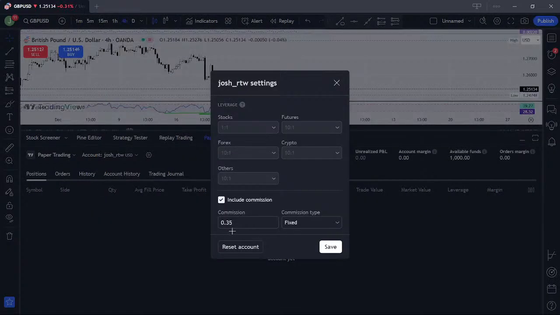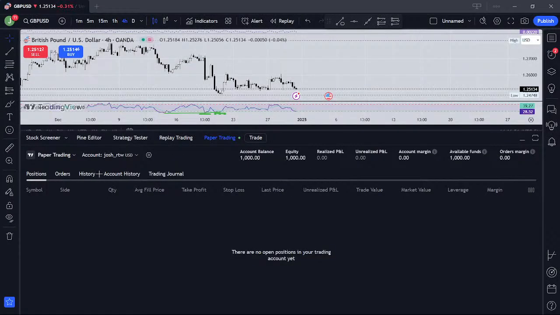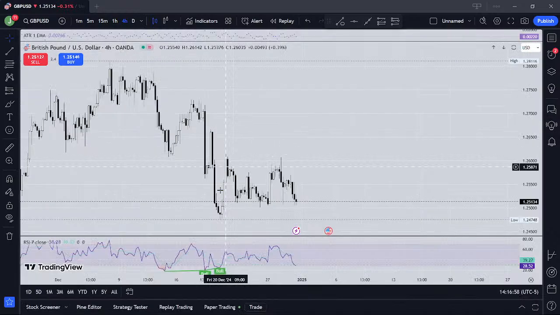So the commission is gonna be 0.35. That's the commission I'm planning on using. So everything is cleared. All the account history and everything is cleared. So we're gonna start a new trading account.